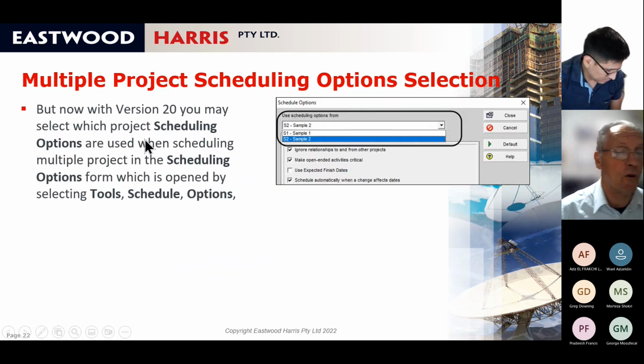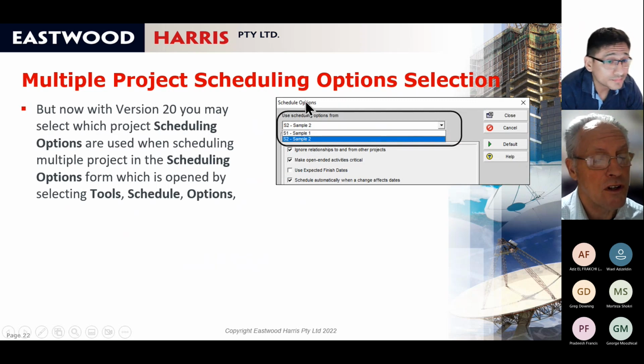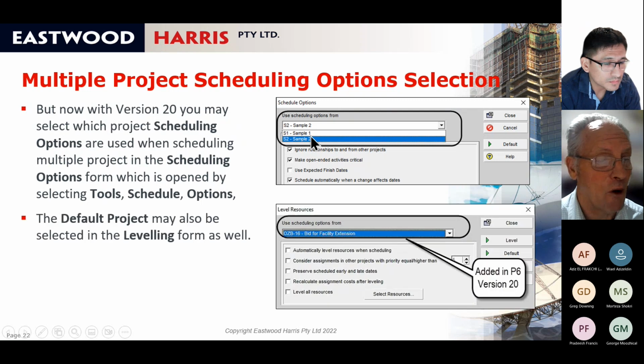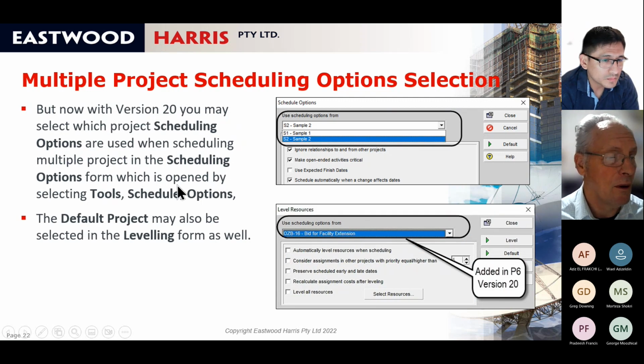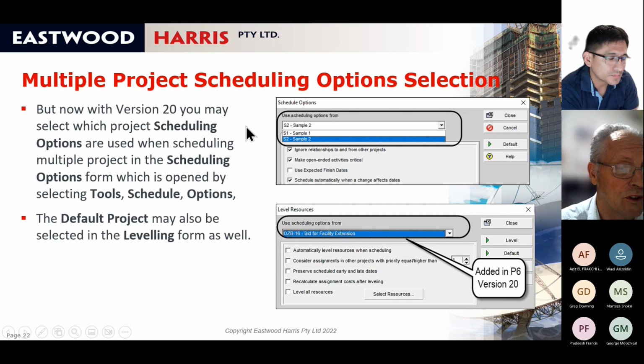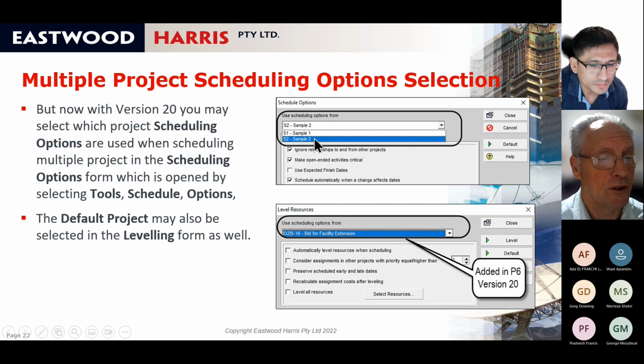What happened in version 20? Well, in version 20, there's a drop-down box in the schedule options here, and you can decide which the default project is. It uses whichever project you select as the default project, and therefore the scheduling options for the other projects were changed. But you can also select the default project in the leveling options as well as scheduling options. So you can set the default project in scheduling options or leveling options.